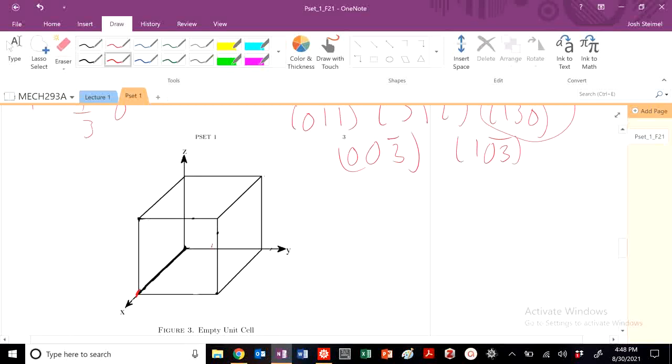So 1, and then a third. So it's going to go like this. There we go. So that is that one. That erased. Now let's do the negatives.